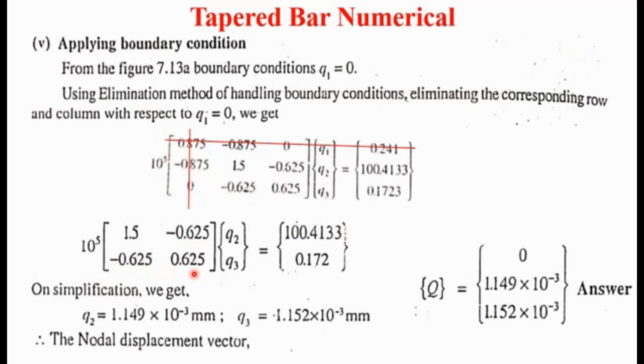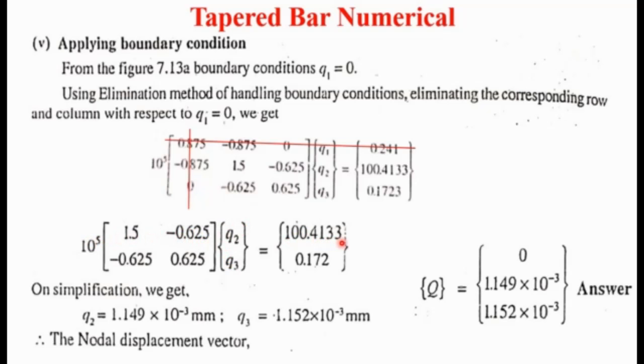Okay, this displacement matrix, that is Q2 and Q3, is equal to this load matrix, that is 100.4133 and 0.172. Then by simplifying this matrix we can calculate Q2 and Q3. So the first row into Q2, Q3 is equal to the first value, that means 1.5 times Q2 minus 0.625 times Q3 is equal to 100.4133.